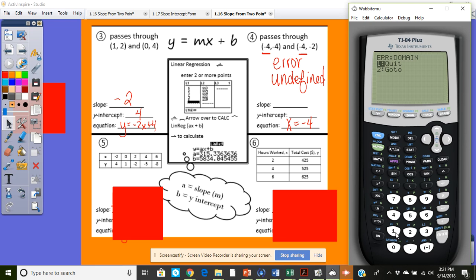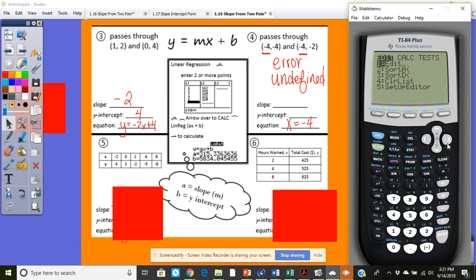So second plus 7, 1, 2. And then we go back to Stat, edit our list. And so now we're going to put all of our x values in. So -2, 0, 2, 4, and 6. Our y values are 4, 1, -2, -5, and -8.